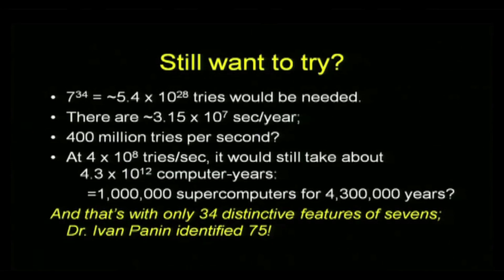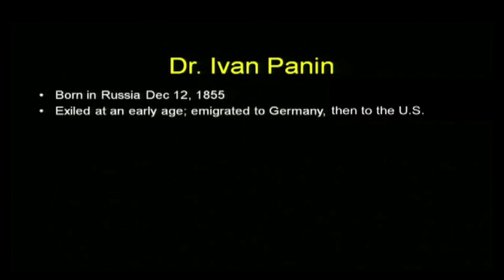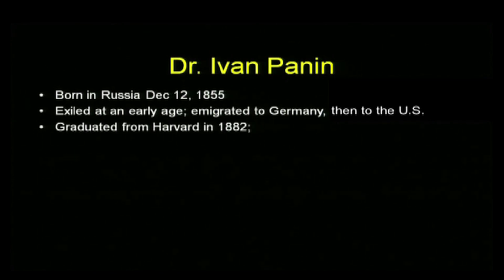I think it's clear that this is not something that could happen by randomness. And this was only with 34. Dr. Panin, who researched this, who discovered these things, identified 75, not 34 rules, and that goes beyond our imagining. Dr. Ivan Panin, born in Russia back in 1855, exiled at an early age, got involved in a plot against the Tsar, emigrated to Germany and then the U.S. He graduated from Harvard in 1882.